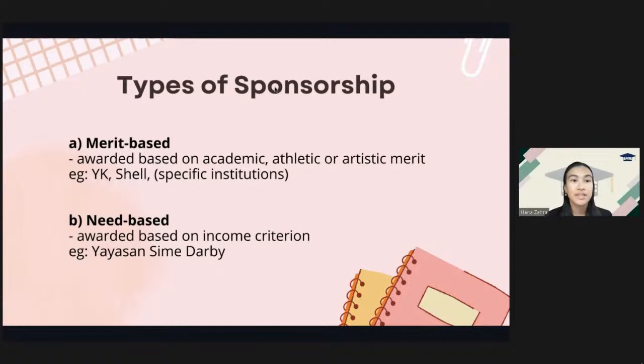Now, this is not to say that merit-based scholarships do not look at your financial background at all. They still do that, but one of the main criterion is your merit background and your achievements. But they do take into account your financial background and your family's income.